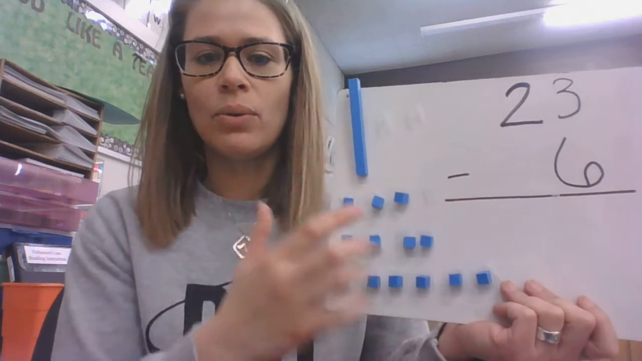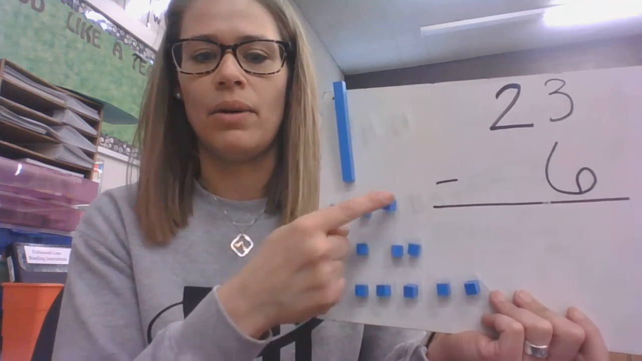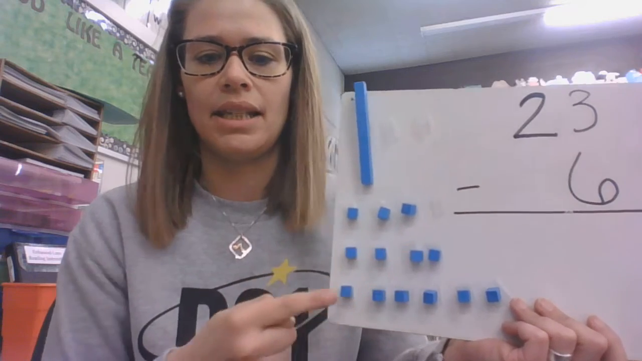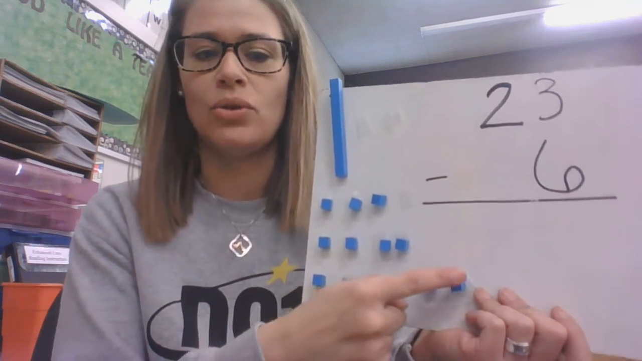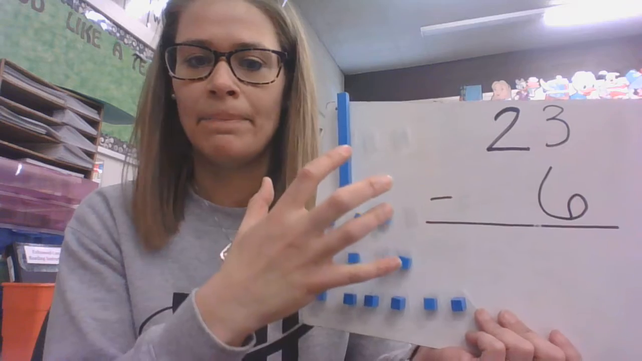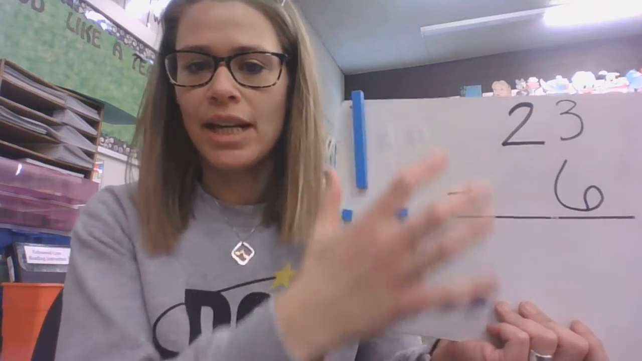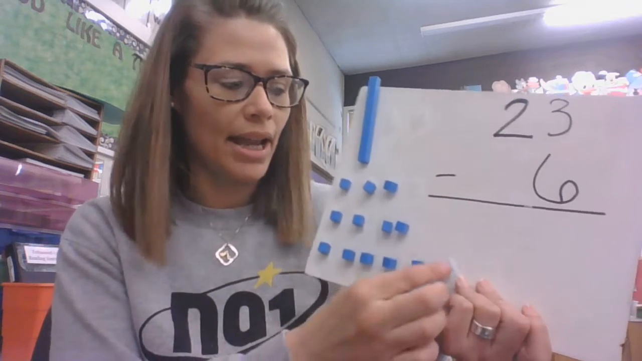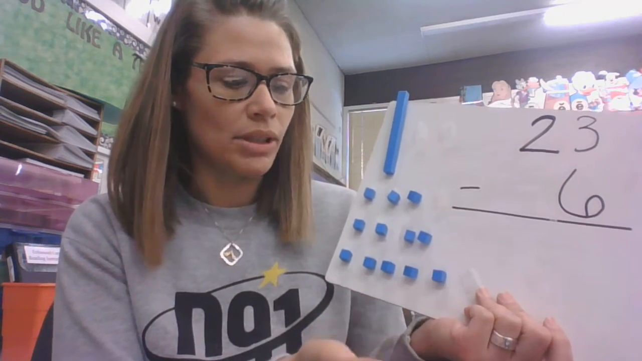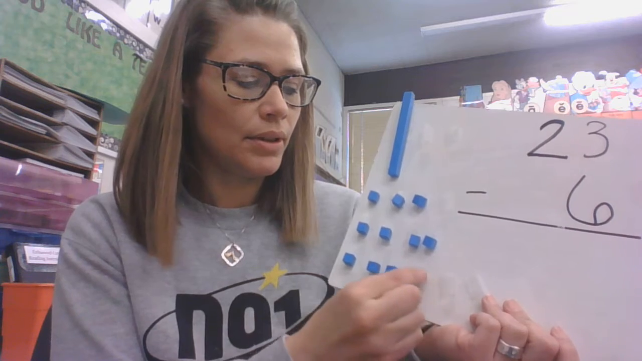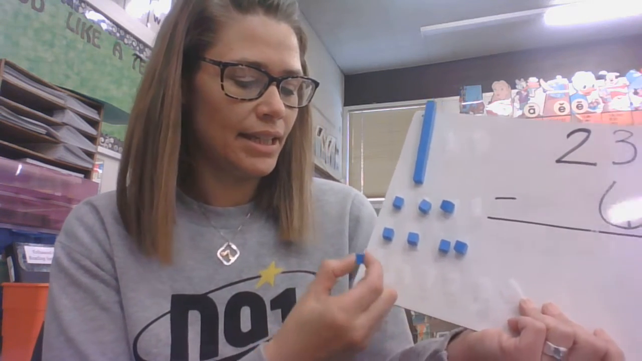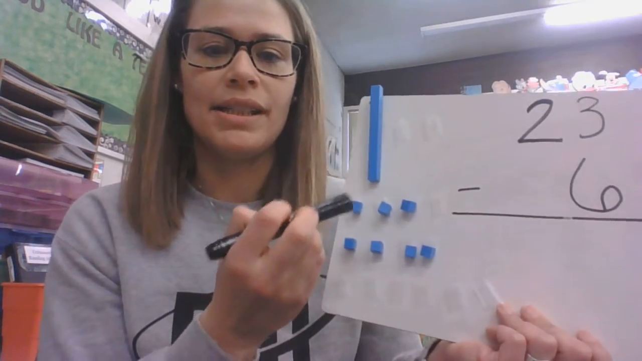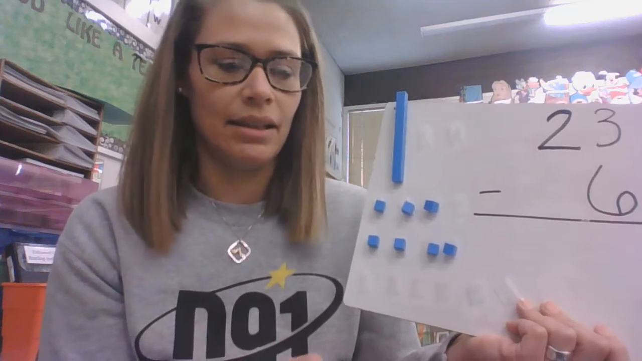Okay, so I still have 23 here. I still have 10, 11, 12, 13, 14, 15, 16, 17, 18, 19, 20, 21, 22, 23. I still have the number 23. But now after trading in that 10, I have enough ones that I can now take 6 away. So I'm going to go ahead and take 6 ones away. 1, 2, 3, 4, 5, and 6. Okay, now I have this many ones left and that many tens left.